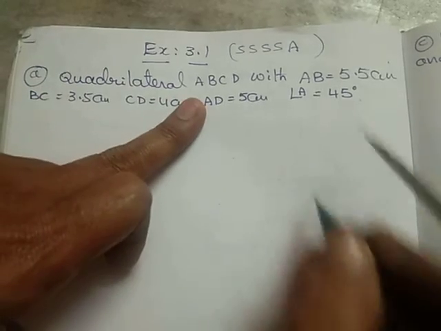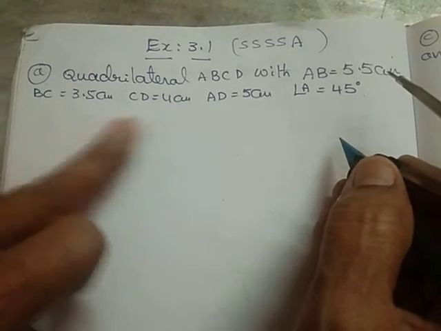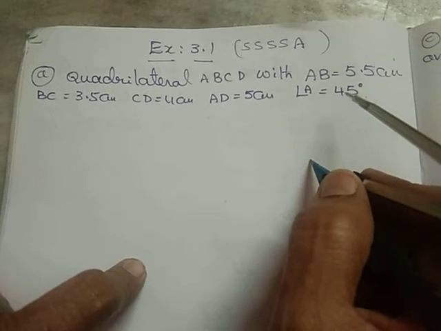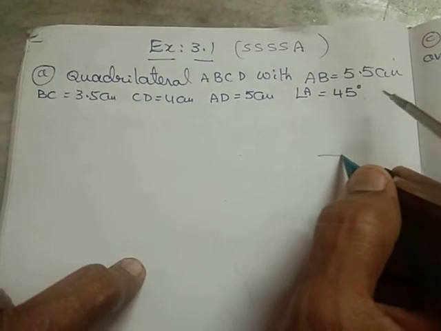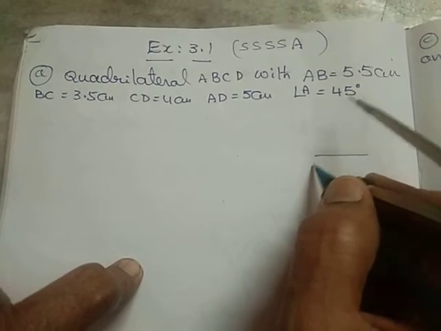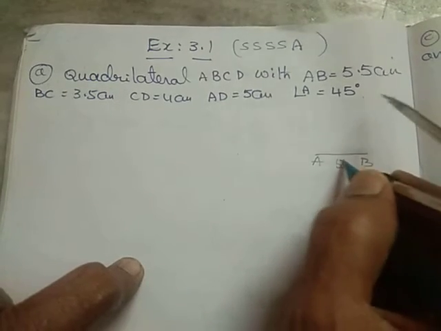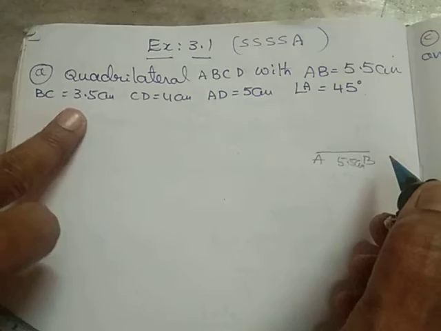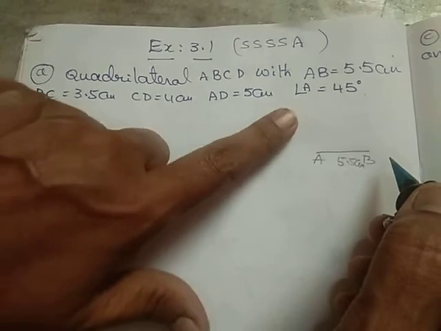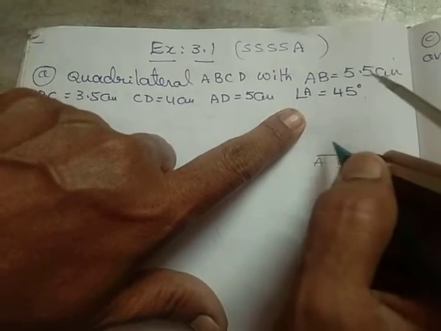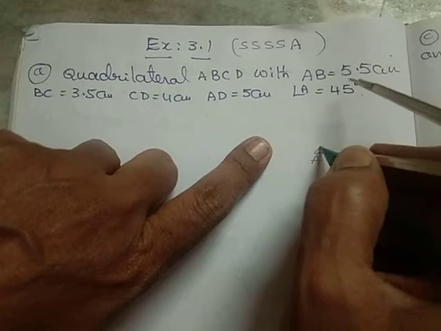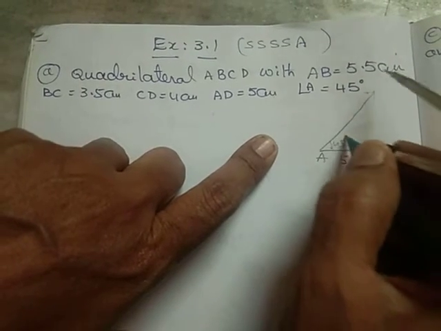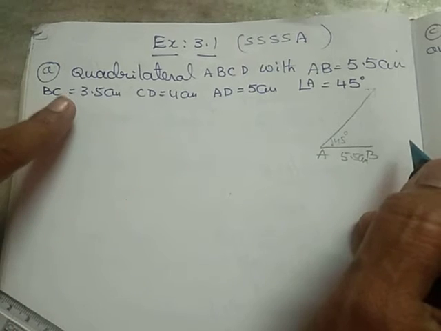So the first sum is ABCD with AB. The main point here is we have to construct a base. So I am drawing the base, that is AB, 5.5 centimeters, and BC. How much is BC here? Where is the angle, at A? So 45 degrees. First put an angle of 45 degrees and then BC.